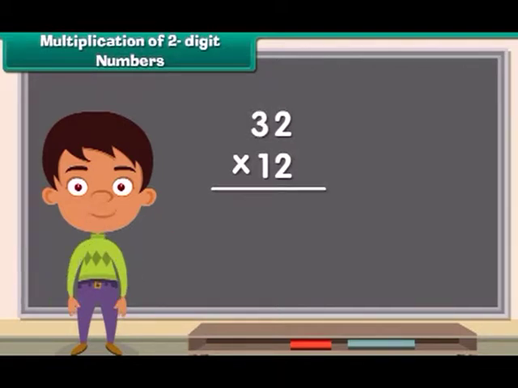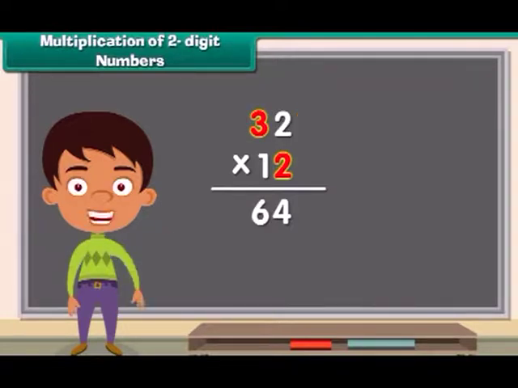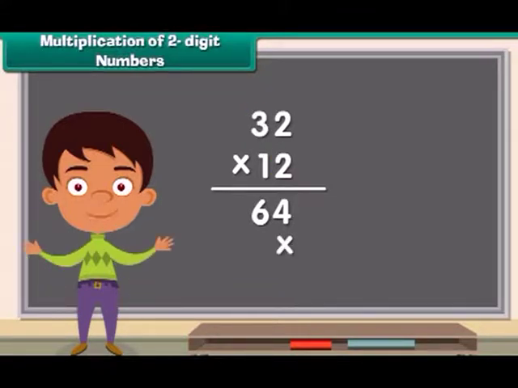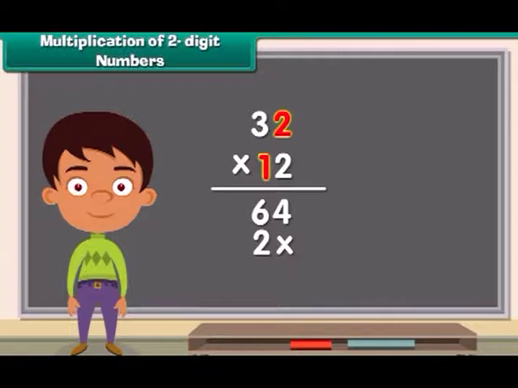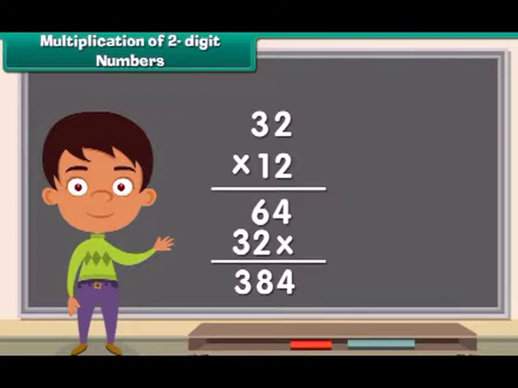Now let us multiply 32 by 12. 1. Multiply 2 by 2 to get 4. Write 4 below the line at the 1's place. 2. Then multiply 3 by 2. Answer is 6. Place 6 below the line at the 10's place. 3. Mark a cross below 4. 4. Multiply 2 by 1. Place the 2 below 6. Multiply 3 by 1. Place the 3 to the left of 2. Now add these two numbers. The answer is 384.